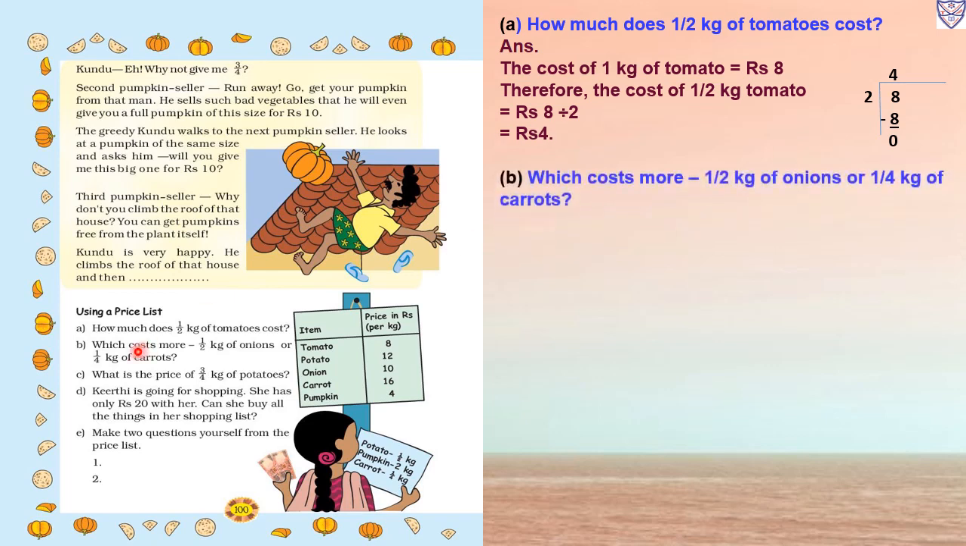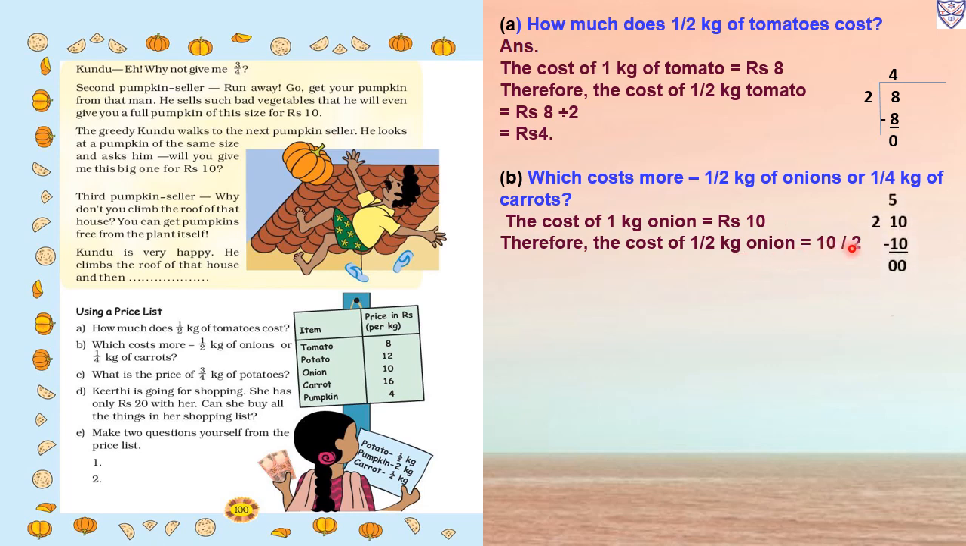Now second question, which costs more, half kg of onion or half kg of carrots? Here we have to find out which costs more. 1 kg of onion is rupees 10 and 1 kg of carrot is rupees 16. The cost of 1 kg onion is rupees 10, so for half kg of onion we divide 10 by 2. In the 2 table when 10 comes, 2 5s are 10. So we write 5 in the quotient. The half kg of onion is equal to rupees 5.